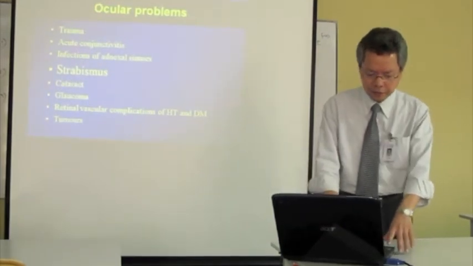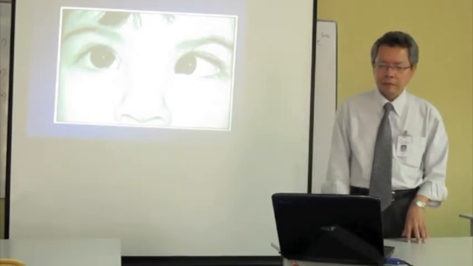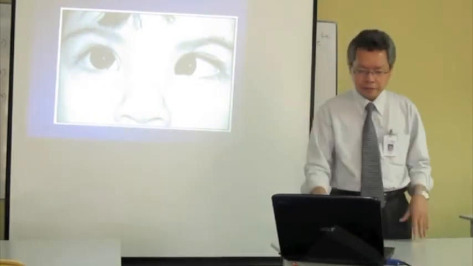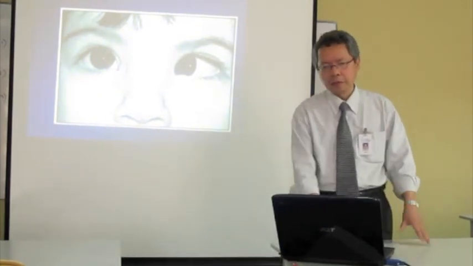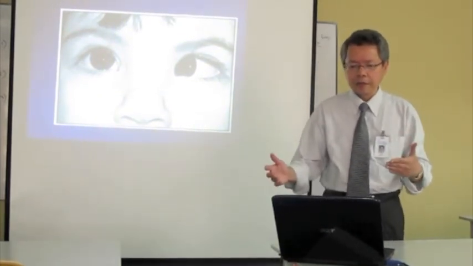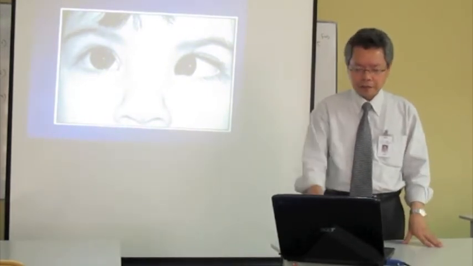Next, strabismus or squint. Now, sometimes a child comes in and the eyes are not quite straight, so one is looking in or looking out, so that's called strabismus. This particular one is called an esotropia because the eye is turning in, and it's a left esotropia because the left eye is turning in.